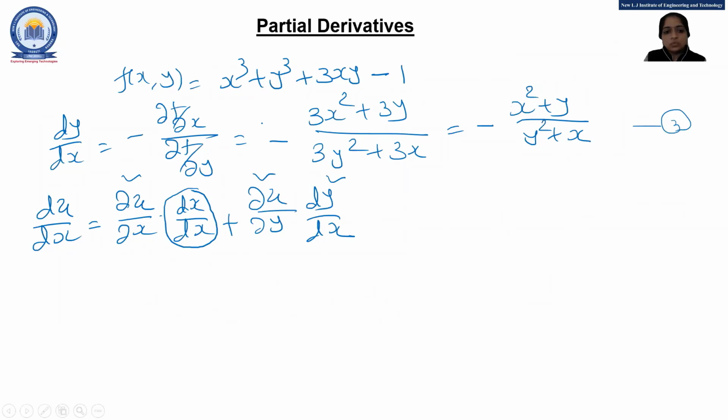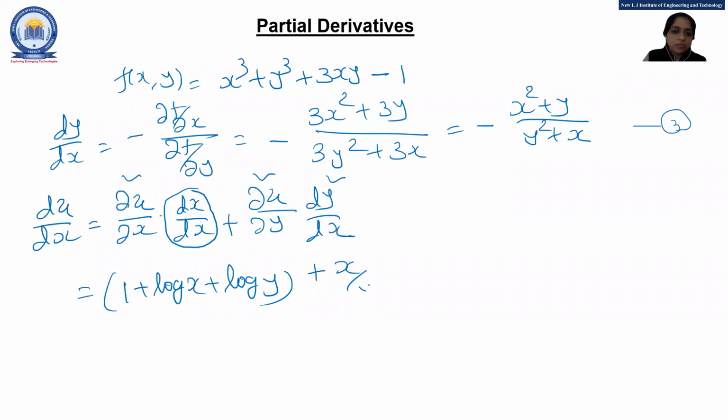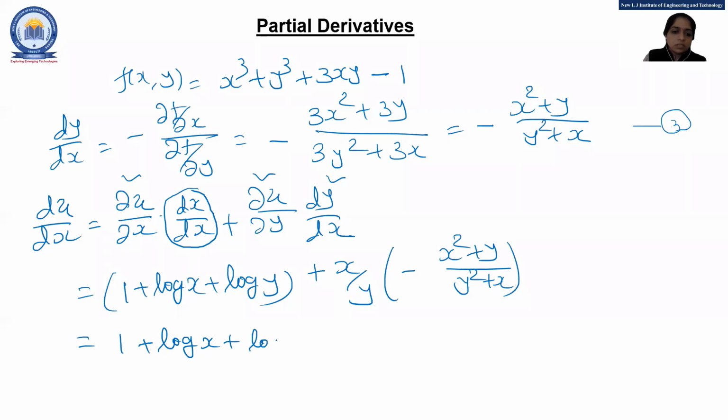So from all 1, 2, 3, if we substitute all the values here, del u by del x is 1 plus log x plus log y, and the value of del u by del y is x upon y, and the value of dy by dx is minus (x square plus y) upon (y square plus x). So our final answer is 1 plus log x plus log y minus x upon y, times (x square plus y) upon (y square plus x).